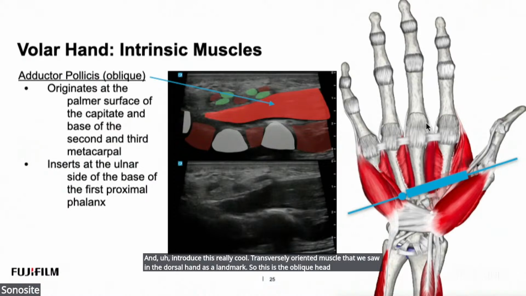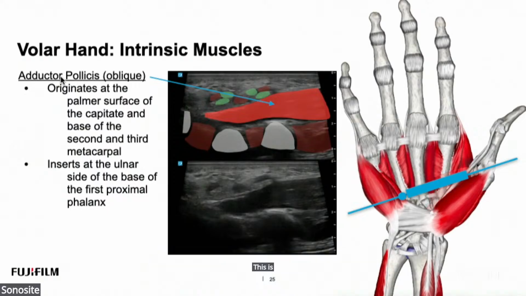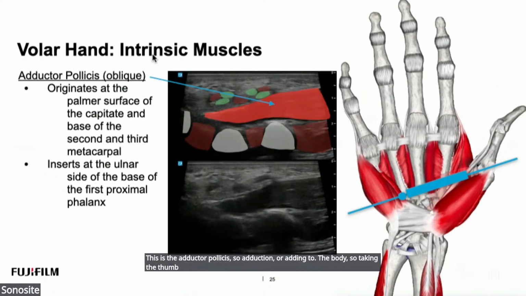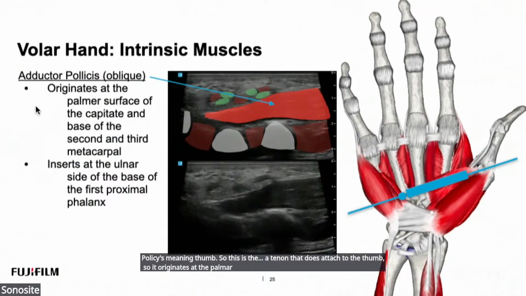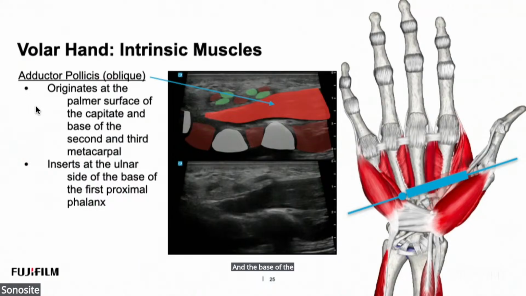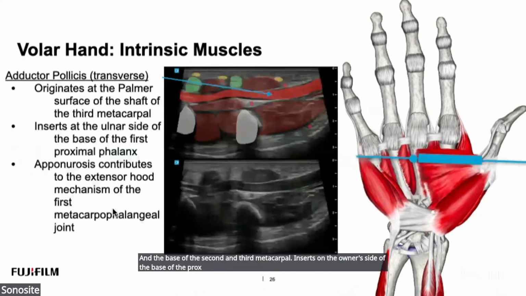If you start from distal and work your way proximal, the oblique head is larger. And this is the adductor pollicis. So adduction, or adding to the body. So taking the thumb and adding it to the rest of the hand. Pollicis meaning thumb. So this is the tendon that does attach to the thumb. It originates at the palmar surface of the capitate and the base of the second and third metacarpal. Inserts on the ulnar side of the base of the proximal phalanx.